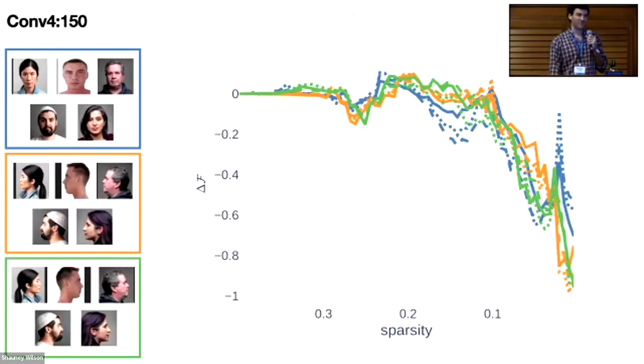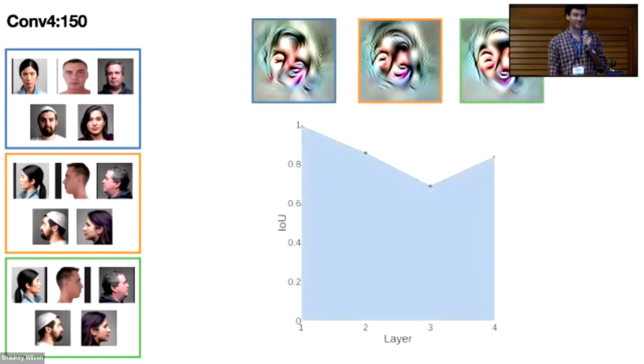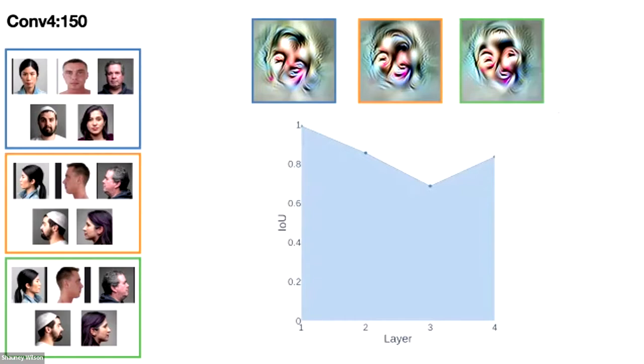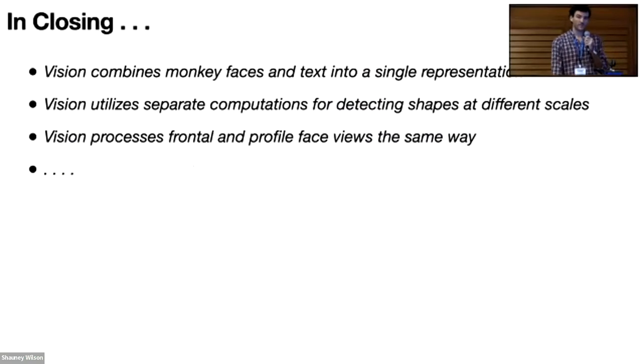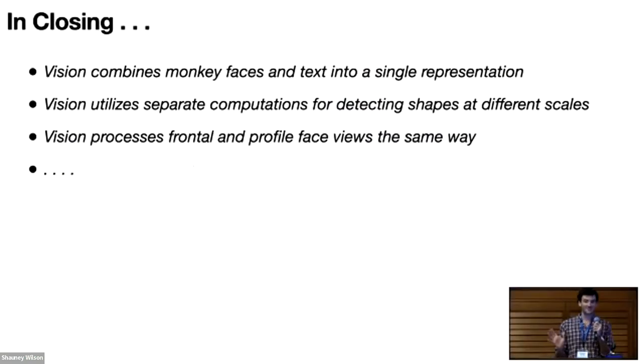It's not the same as before. If you extract a front face subnetwork, it really works just as well as a profile face network. And at a particular sparsity level that passes our threshold, high intersection over union, they're the same subnetwork and the feature visualizations don't separate. Cool, so it's latent.